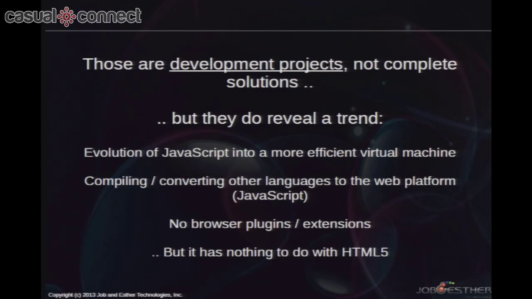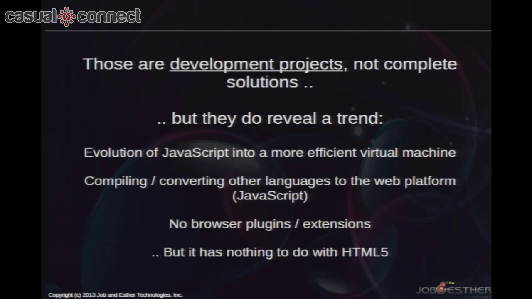Now, that shows us a trend. Those that are listed are development projects or small solutions, but they do not do everything. But they do reveal a trend for us. And I see the trend that they are evolving the web platform into something that is going to be more efficient. They actually have a target. They're targeting it to be as efficient as Java. Supposedly, hopefully, they will reach a level where it is only 2 times as slow as processor native code. That's a trend that is being worked on by many right now.